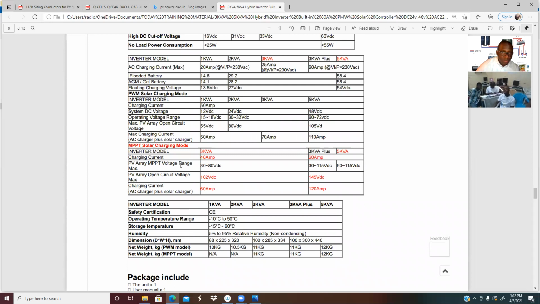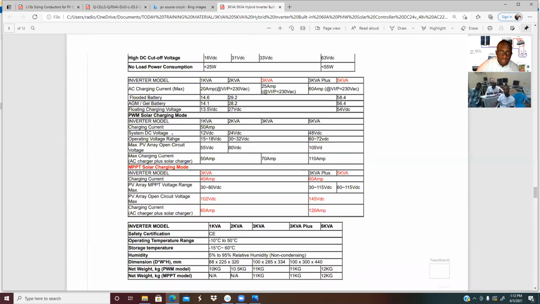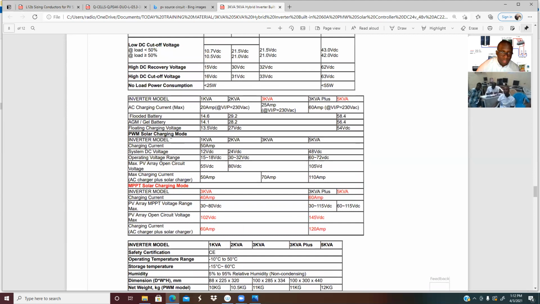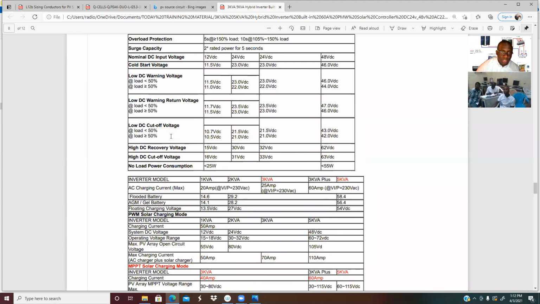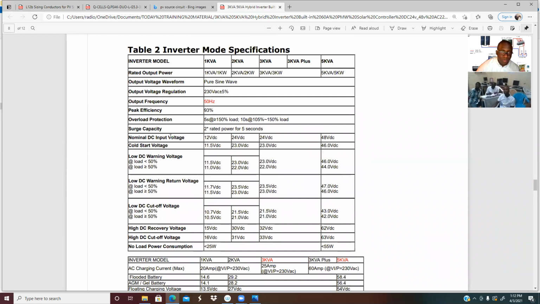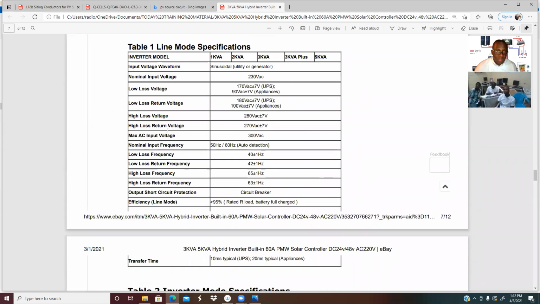This is not too specific. I'm looking for operating voltage range, 15 degrees. Looking for the amperes, charging current, the amps. AC charging current, low DC warning, overload, output frequency, output voltage regulation, output voltage wave. It's okay, I can't find it on this. I want to get another one.